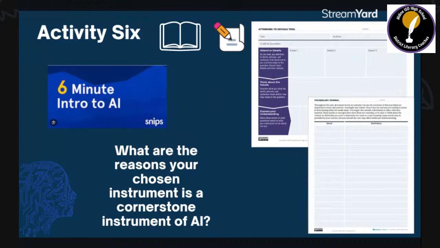In this lesson's final activity, students use the Attending to Details tool to examine one of the cornerstone instruments of AI while they continue to study the 6-minute intro to AI. The lesson concludes with students responding to the question on screen: What are the reasons your chosen instrument is a cornerstone instrument of AI? And then they also write new or interesting words they encounter in their vocabulary journals.